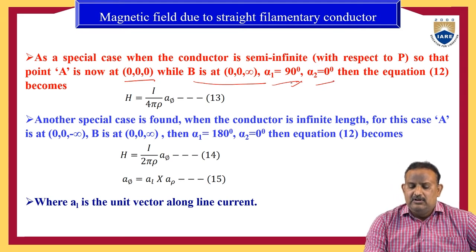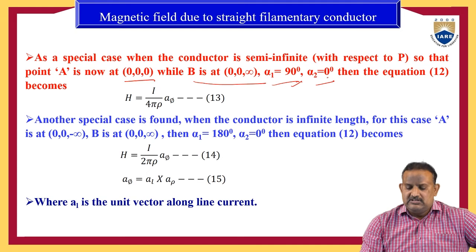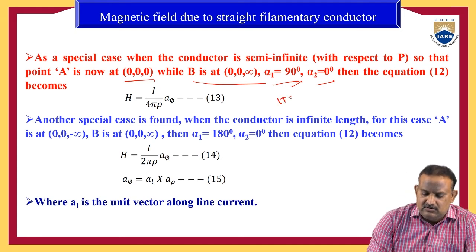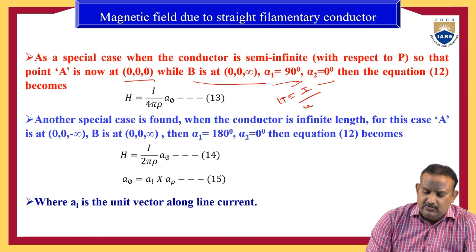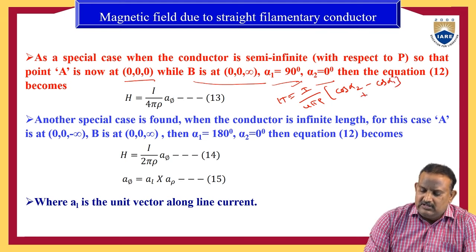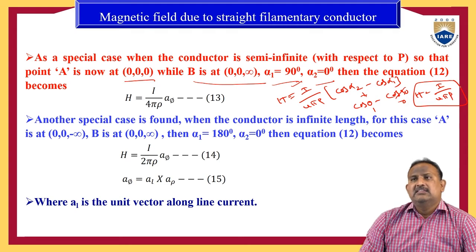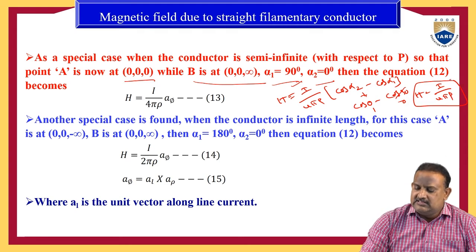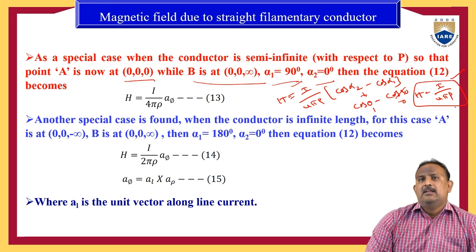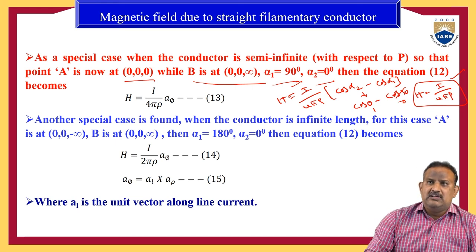If you substitute alpha 1 equal to 90 degrees and alpha 2 equal to 0 degrees in that equation, H is equal to I by 4 pi rho into cos alpha 2 minus cos alpha 1. In place of alpha 2 it is 0, so it is cos 0 minus cos 90. Cos 90 is 0 and cos 0 is 1. Therefore, the equation becomes H is equal to I by 4 pi rho. So, the magnetic field intensity of a semi-infinite line is H is equal to I by 4 pi rho.